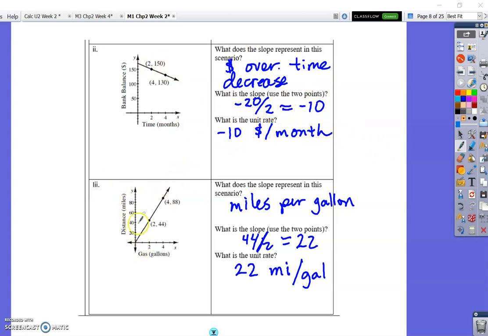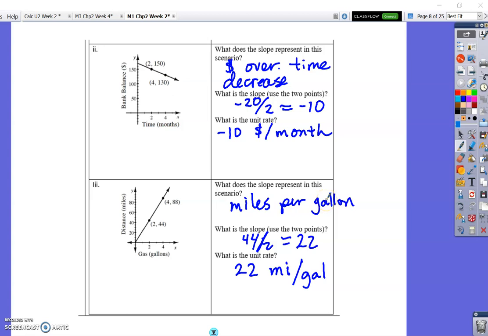And then on the third one, we've got miles and gas. So this is not speed, it's miles per gallon, which is basically how efficient my car is driving. And so I've got the change is from 44 to 88, or up 44. And then from 2 to 4, up 2. So 44 over 2, or 22. So 22 miles per gallon, which puts this car right in the middle of a good mileage car. And that's what we're dealing with.